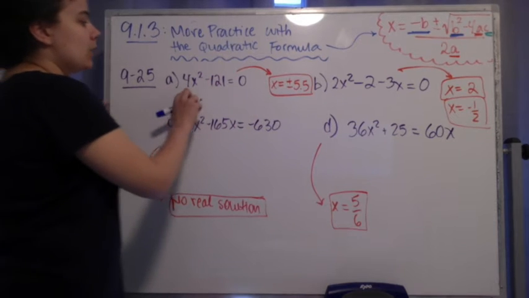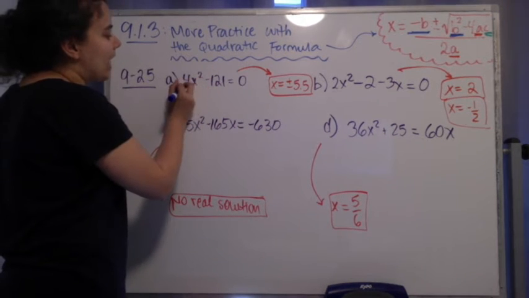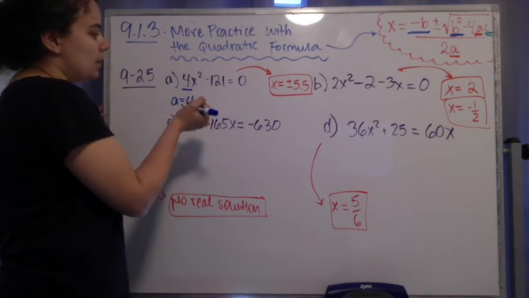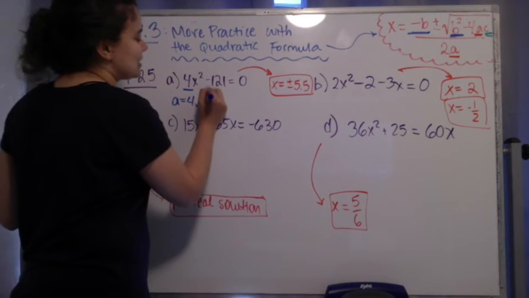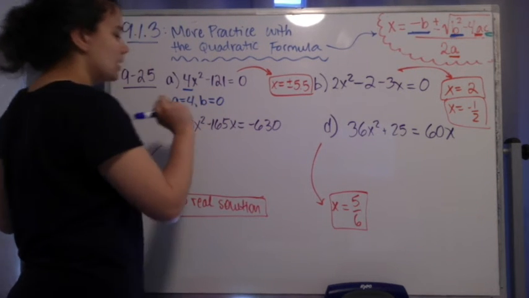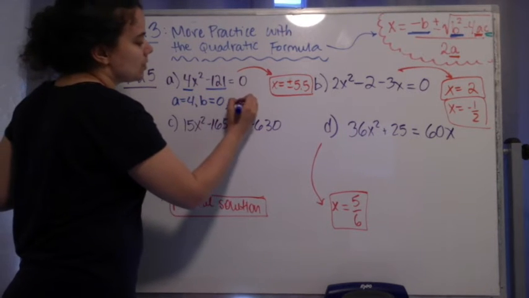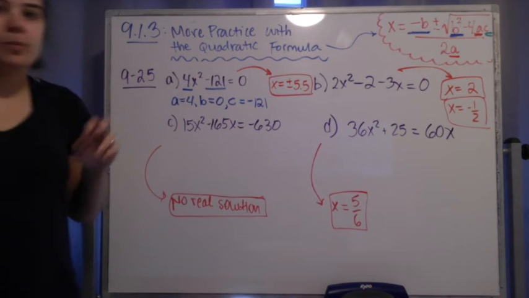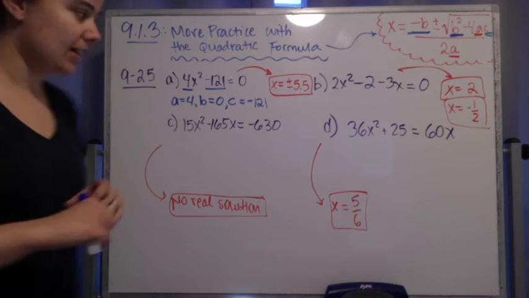So 4x squared minus 121. Remember that a comes before x squared, so a is equal to 4. B comes before x, but there is no x, so b is equal to 0. And then c is equal to the constant term, so c is equal to negative 121. From there, it's just a matter of plugging it all in. Remember our parentheses, and you should be good to go.